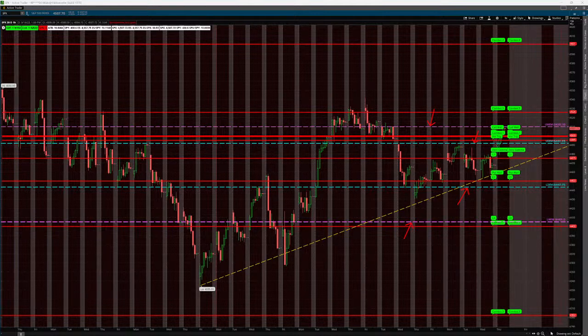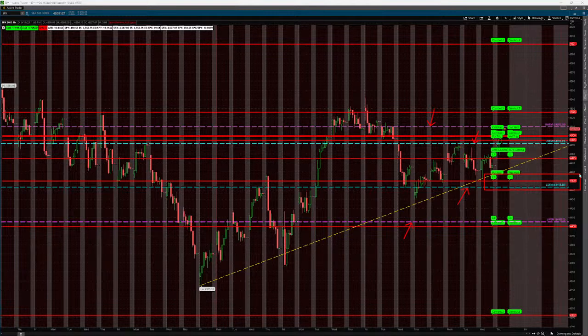Let me point out the Spotgamma levels. These are proprietary Spotgamma levels, gamma weighted open interest available to Spotgamma subscribers. I'm going to cover the key daily levels. First of all, here's the put wall at 4,450. That level did move up from 4,400 yesterday to 4,450 today. So a bullish shift higher in the put wall.